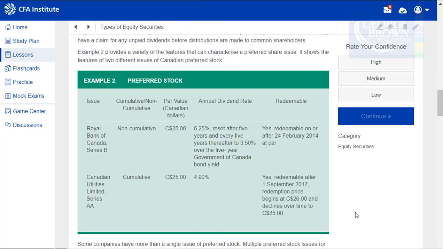So here I am in the learning ecosystem. I've got the lesson open, and you can see that indeed the example for preferred stock that they're using was a Royal Bank of Canada Series B. Okay, so I know I spent a little bit of time there, but I just wanted to show you that with a bit of Google searching and a bit of effort, you can dig out this information, and that's doing the extras to help you complement the curriculum.